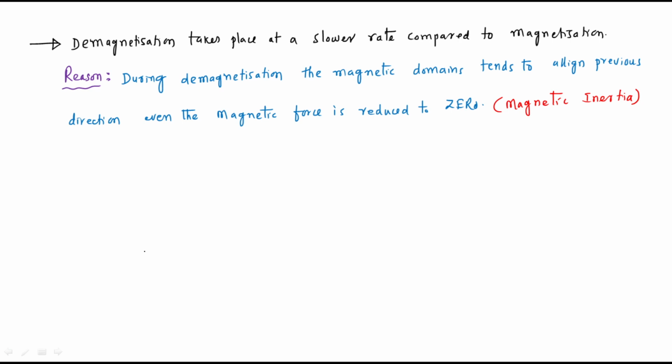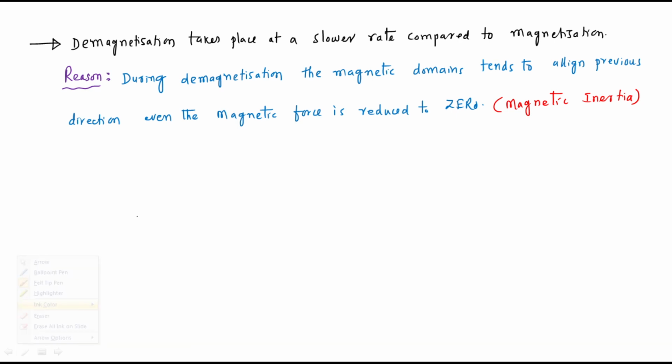Even when the magnetization force is reduced to zero, the domains may not become completely free. So these domains contribute flux even though there is no magnetization force. Of course, compared to magnetization, during demagnetization the domains present in the magnetic material become free, but they are not completely free. Because of that, there is a flux in the core. That flux is nothing but residual flux.